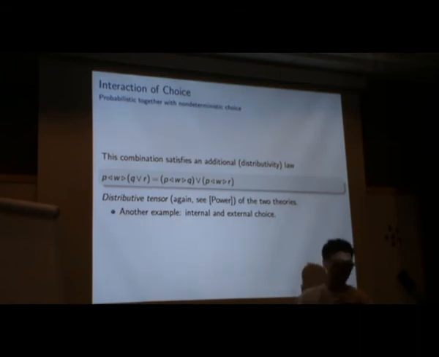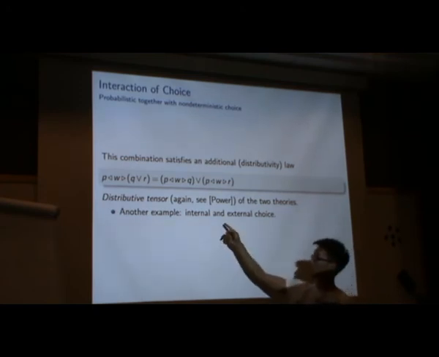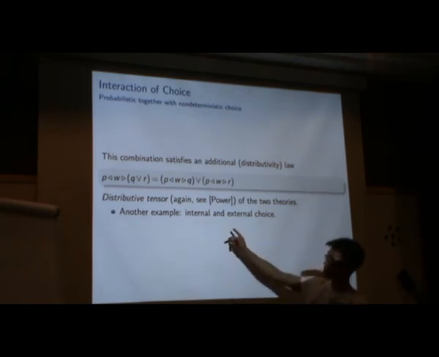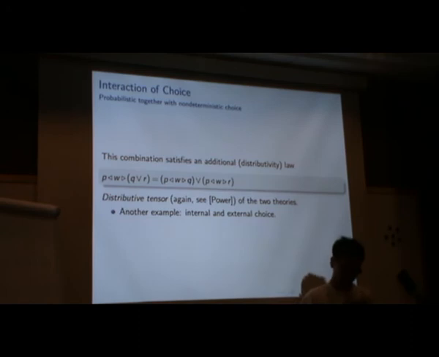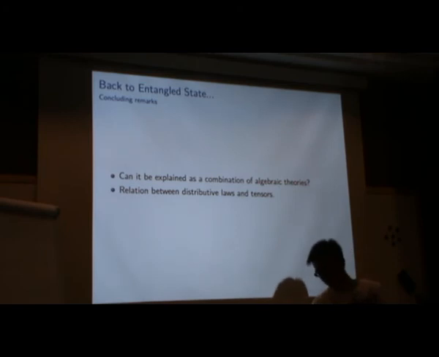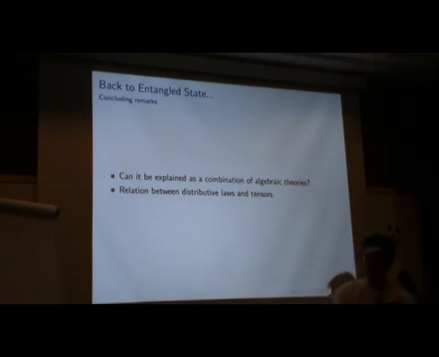So what we've seen really is that there are not only two constructions. There are at least three constructions on Lawvere theories which have application in computation. And there's another example of non-deterministic choice, which I don't have time to talk about, but essentially this is interesting because it's also an example of distributive tensor, but it distributes in both ways. So, having considered all of these constructions on effects when looked at algebraically, we can come back to the question of entangled state and ask, can it be explained as something like this, as a combination of algebraic theories?